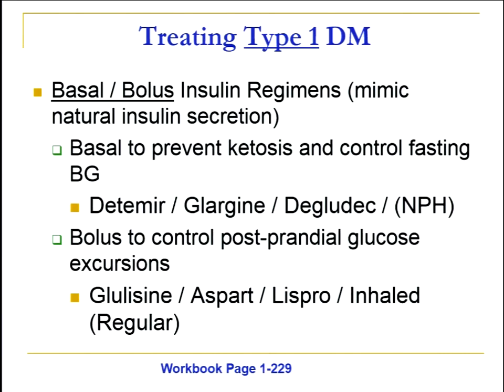You use bolus to control those postprandial hyperglycemic episodes, and usually the rapid-acting insulins, glulisine, aspart, and lispro, are used both in insulin pumps as well as by injection. You can use regular insulin, but again, it's not as physiologic. It's not as rapid onset and offset as you normally would get with your own pancreatic insulin output. And you could use inhaled insulin. I haven't seen inhaled insulin studies for basal bolus therapy at this point, but it's not out of the realm.